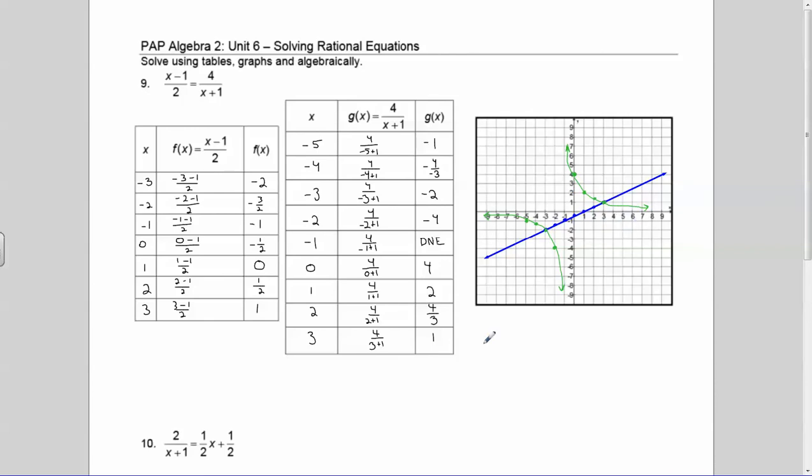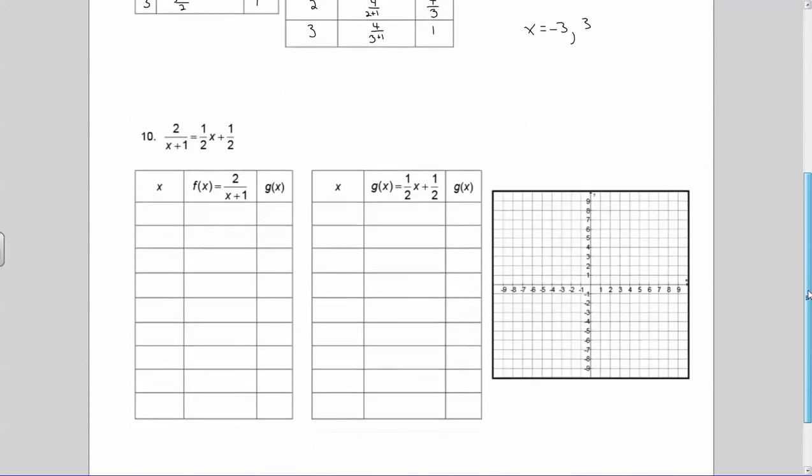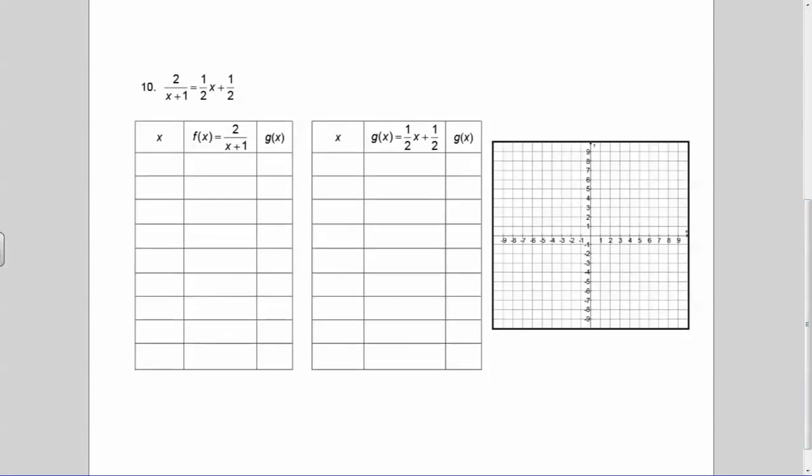So to find our solutions for this equation using a graph, we want to find the points where the two graphs intersect. We can see it happens at these 2 points. Again, we are looking for x values because this equation only has x values, and the solution here is -3 and 3. So no surprise, it came out the same as when we looked at the table. Number 10, I will let you practice by filling out the table and graph yourself. So go ahead and solve that one.